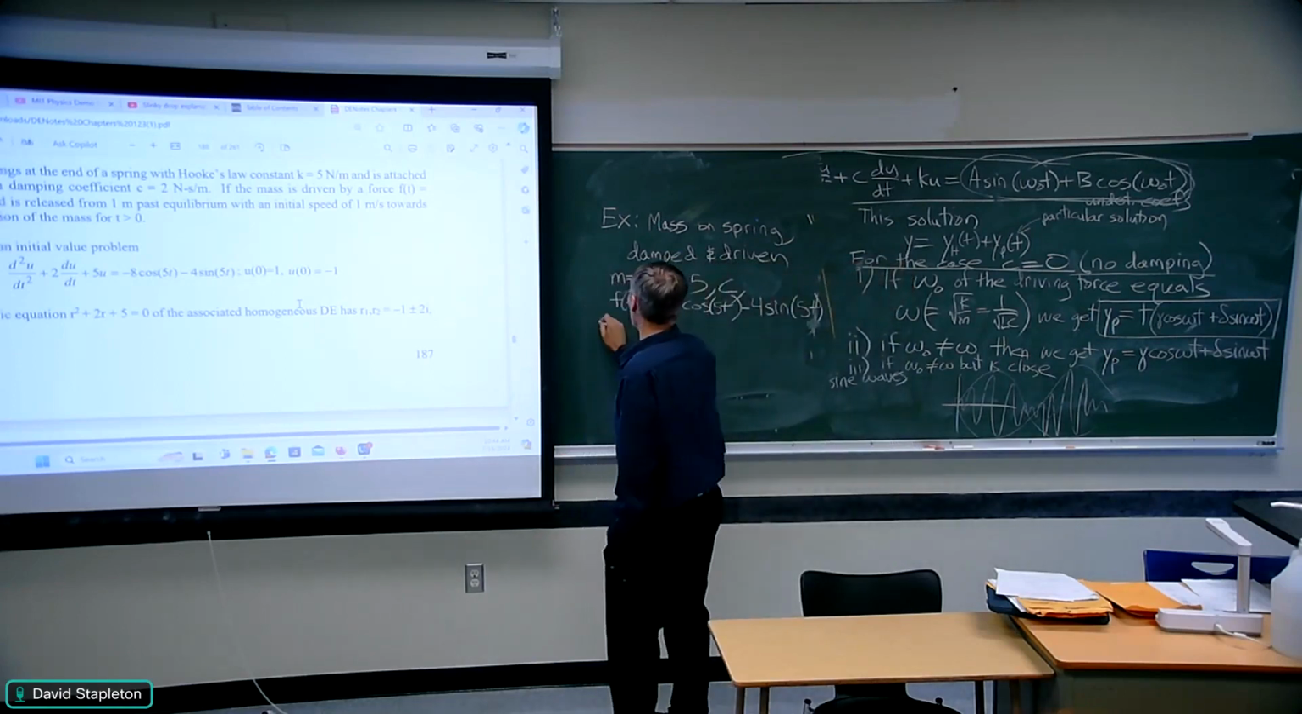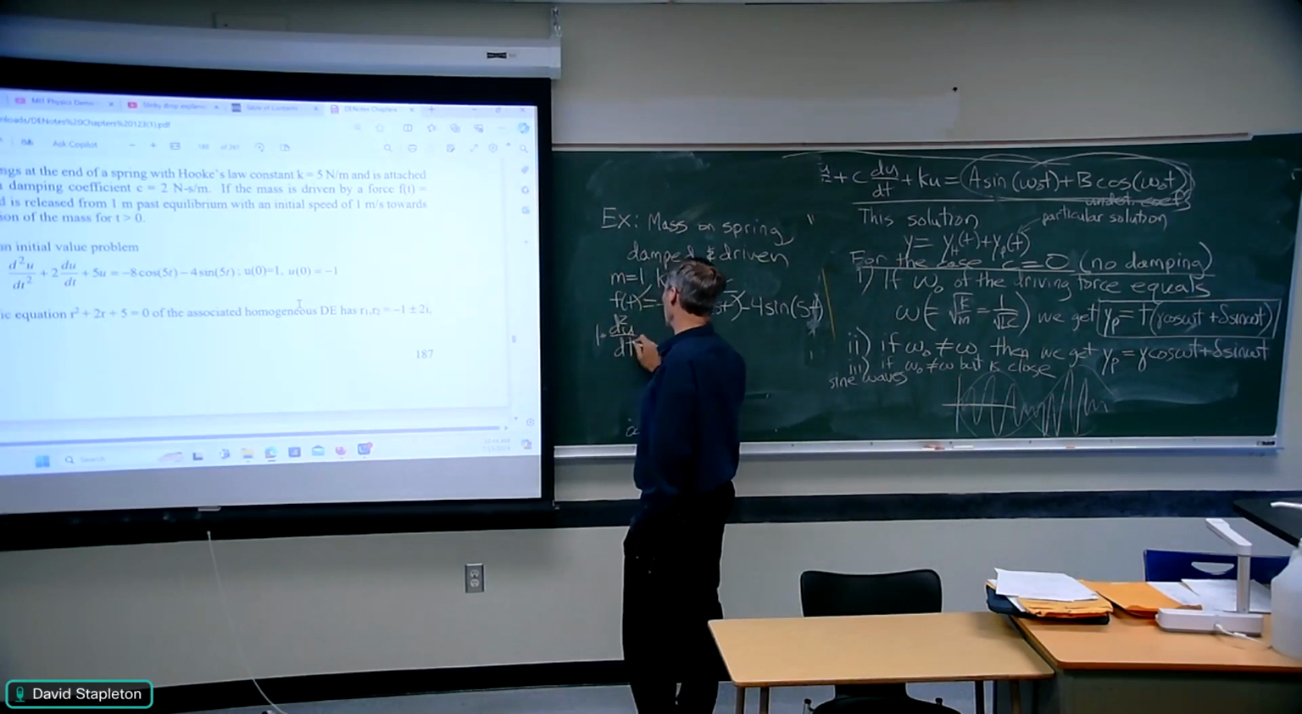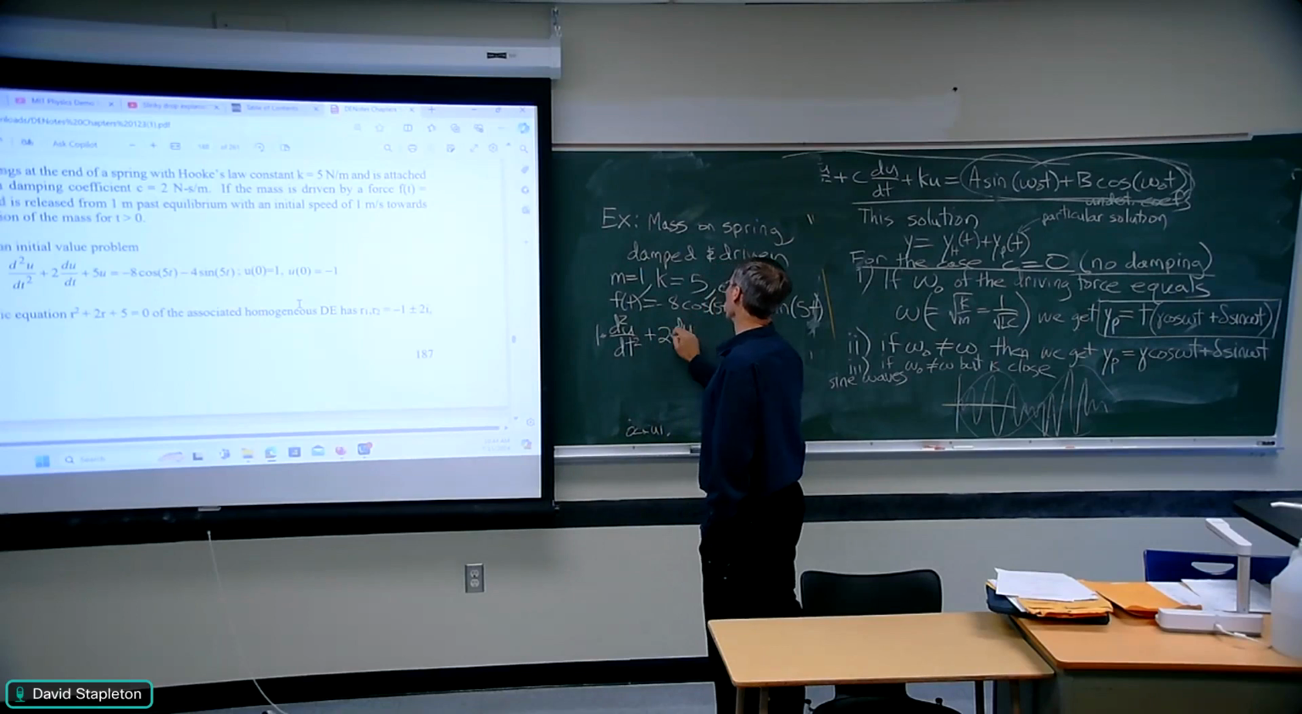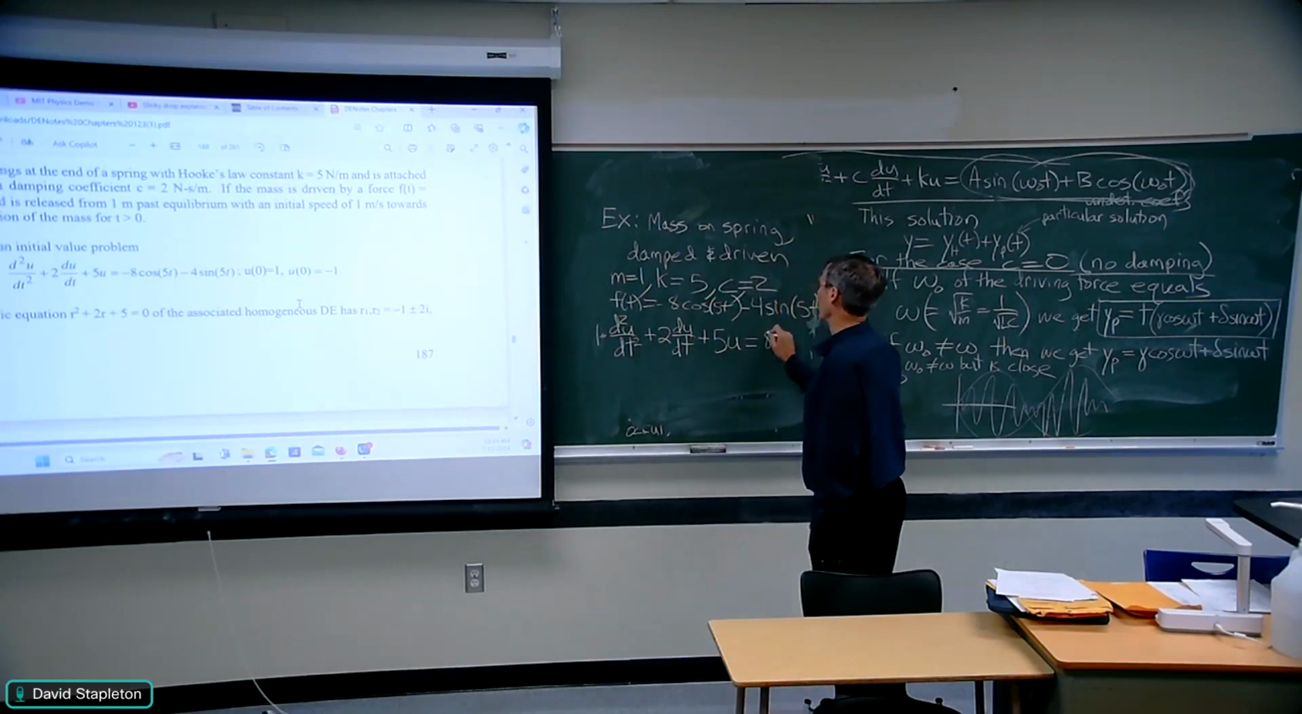The characteristic equation, we first want to solve the homogeneous problem. Let's say this is equation 1: 1 times d squared u dt squared, where u is the position of the mass, plus c, which equals 2, times du dt, plus k, the spring constant 5, times u equals the force on the right-hand side, 8 cosine 5t minus 4 sine 5t, right?